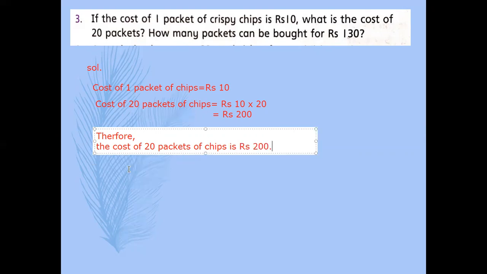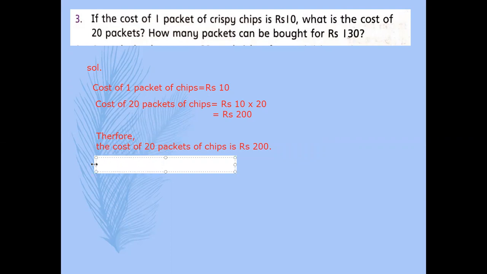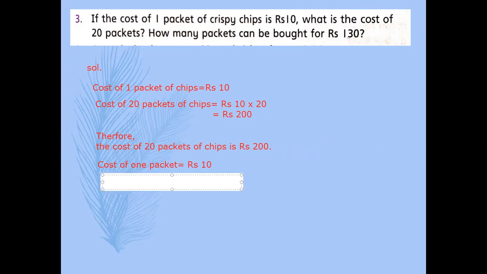But it's not finished yet. There is something left. How many packets can be bought for 130 rupees? So now we have 130 rupees and we need to know the number of packets we can buy. For that we need to know what is the cost of one packet. That is 10 rupees. It is already given to us. So let's find out how many packets we can buy. So number of packets of chips.